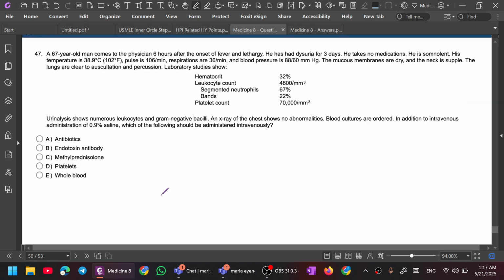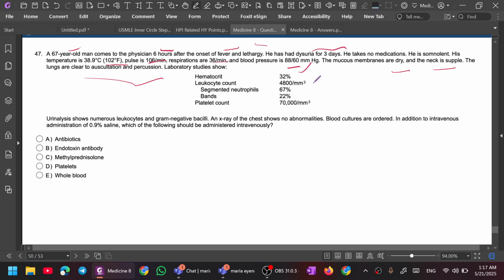A 67-year-old man comes to the physician 6 hours after the onset of fever and lethargy. He has had dysuria for 3 days, no medication. He is somnolent, temperature 102, pulse 106, respiration 36, BP 88/60, mucous membranes dry, neck is supple, lungs are clear to auscultation and percussion.